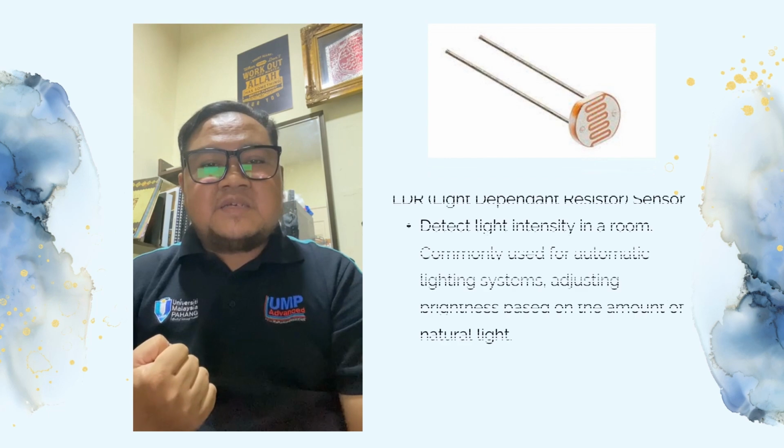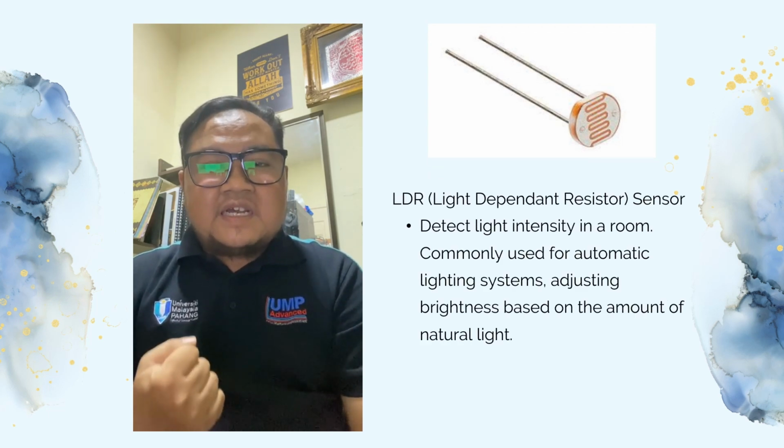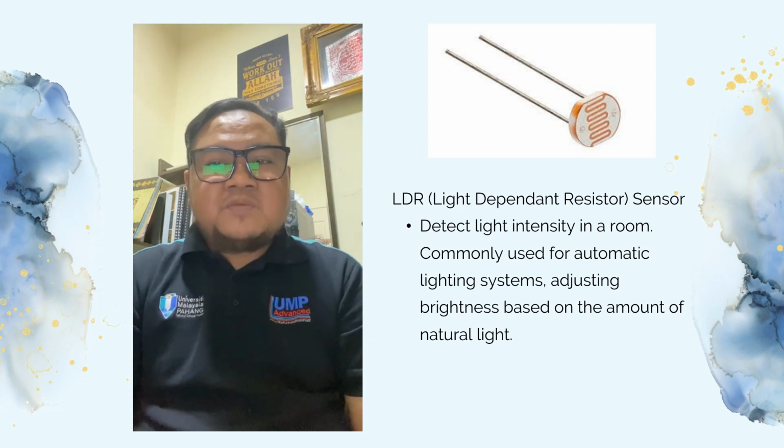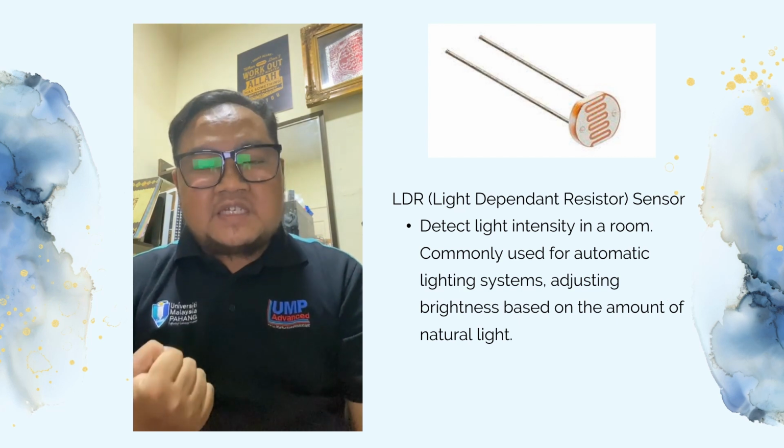Third sensor we are using is LDR, a light dependent resistor sensor, which detects light intensity in a room, commonly used for automatic lighting system adjusting brightness based on the amount of natural light.